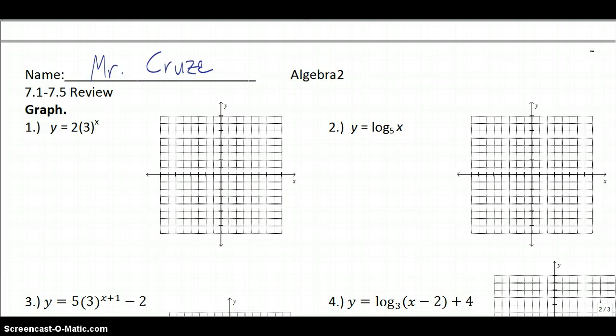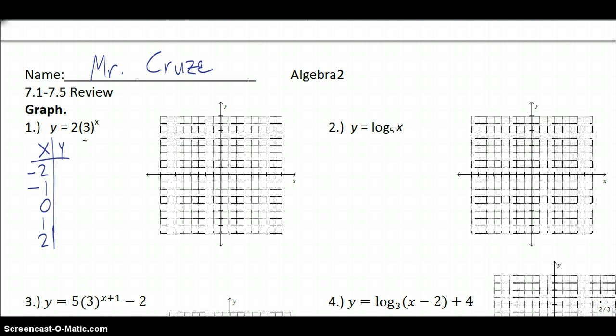Here we go. The first four just ask you to graph. So, number 1, y equals 2 times 3 to the x. Since this is an exponential function, I'm just going to go ahead and make that t-table, right? For all these exponential functions, we're going to use -2, -1, 0, 1, and 2 for our x coordinates. And then we'll just have to figure out the y's.